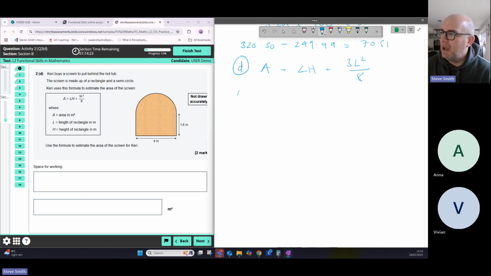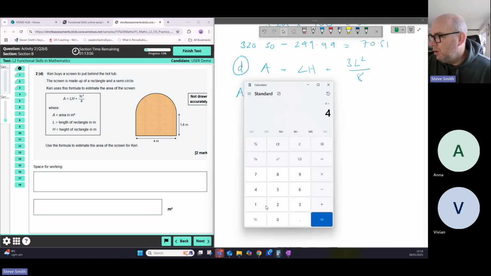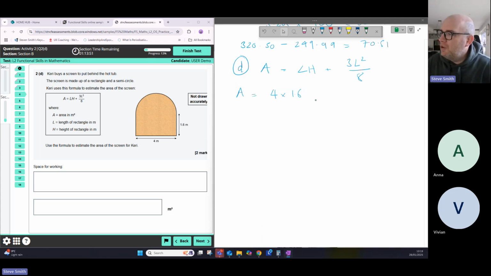So A is going to be the area. That's the answer. L is the length of the rectangle. Length is 4 and the height is 1.6. So we know that part is 4 times 1.6. If we do 4 times 16, you're going to get 64. But 4 times 1.6 is 6.4. So we know that first part is 6.4. Then we're adding 3L squared divided by 8.